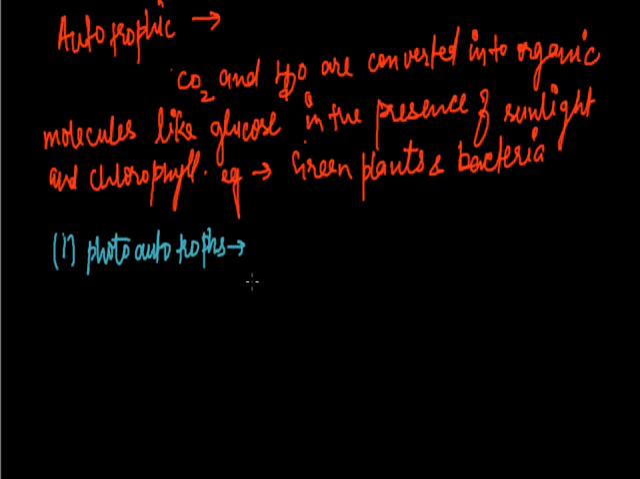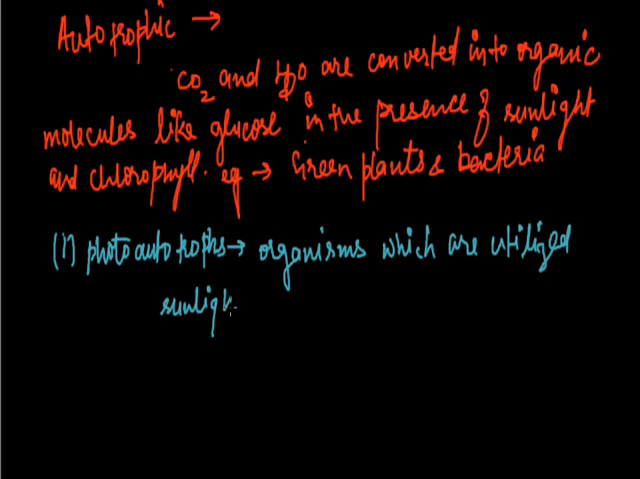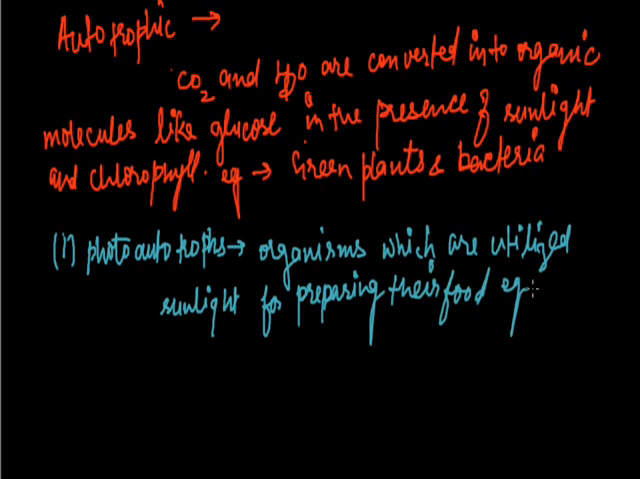Photoautotrophs are those organisms which utilize sunlight for preparing their own food. Example: green plants, and purple, red and green bacteria.